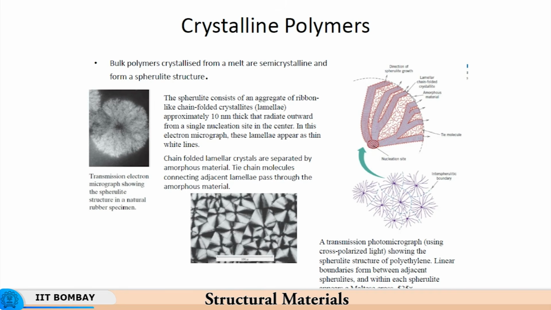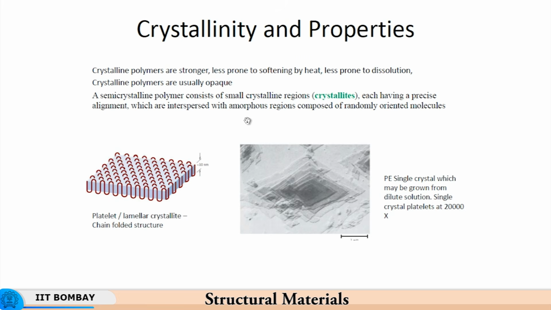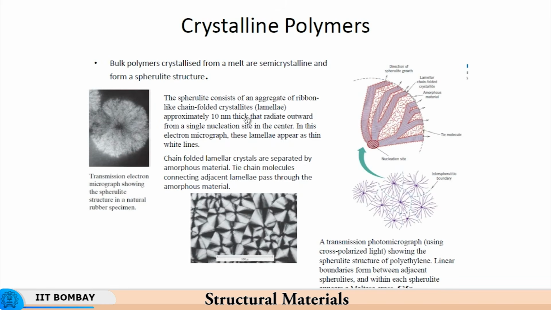Now, the crystalline structure, as we saw in the previous case, is a straight chain polymer being bent several times and then arranged in a regular fashion. But then you can also have spherulite type of structures, which form in bulk polymers crystallized from a melt. So, if you have bulk polymers like polyethylene, polypropylene and something like that, then you will have a spherulite and it will have a semi-crystalline structure.